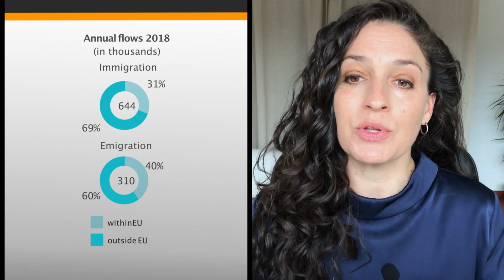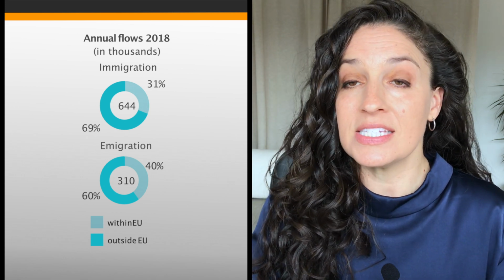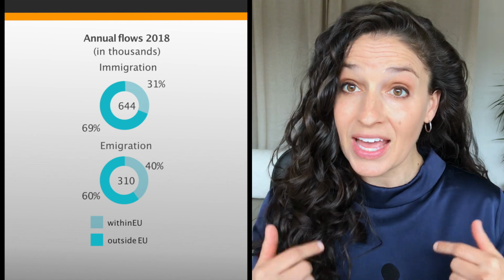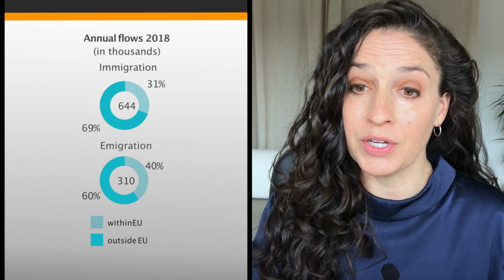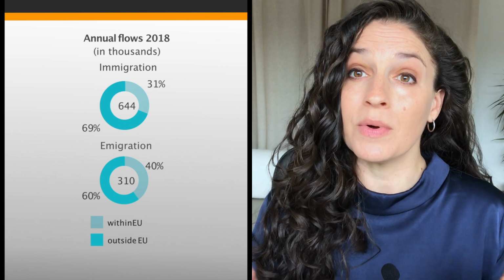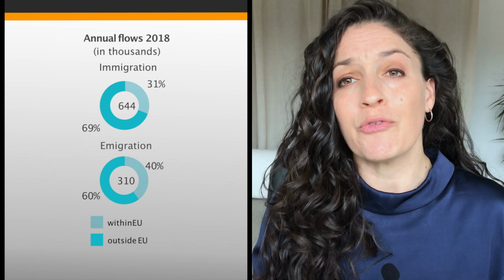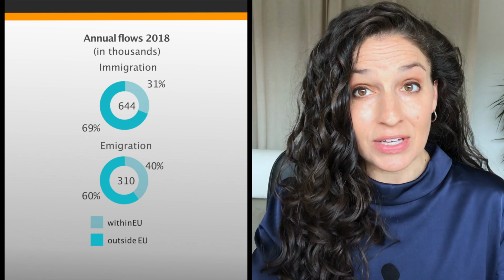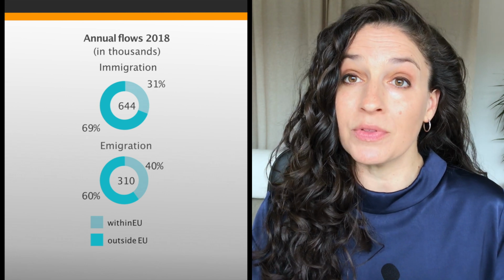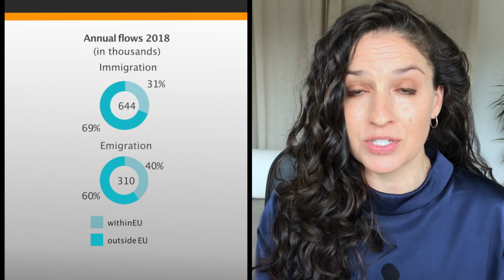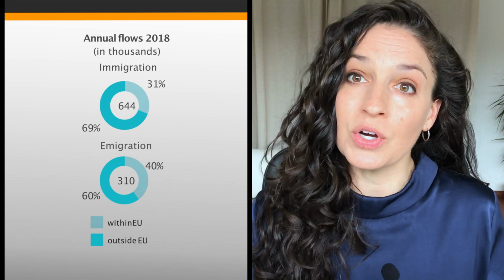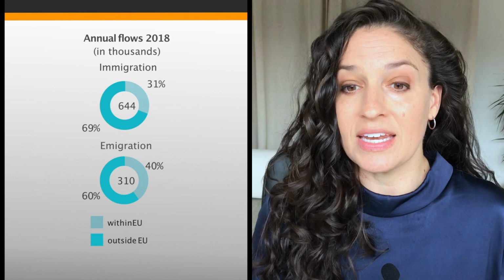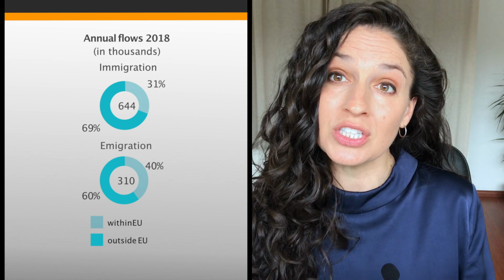And what you can see here with regard to immigration is that 69% of the people who entered Spain in 2018 were from outside of the European Union, while 31% were from within the European Union. If we look at emigration, or people that are leaving Spain, you can see again that of the people that left Spain, around 60% were going to countries outside of the EU, while 40% were going to countries within the EU. So again, difference between immigration, people coming in, and emigration, people leaving the country.